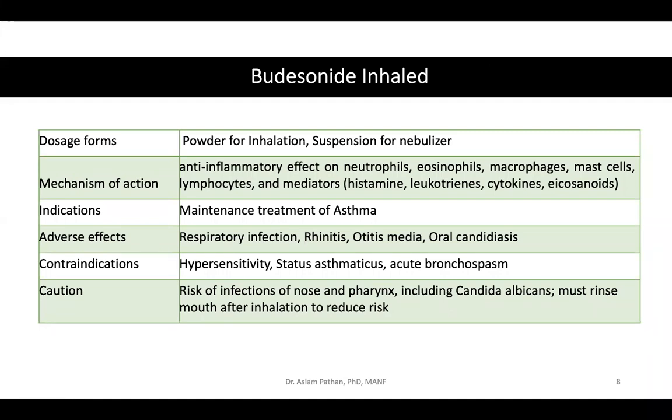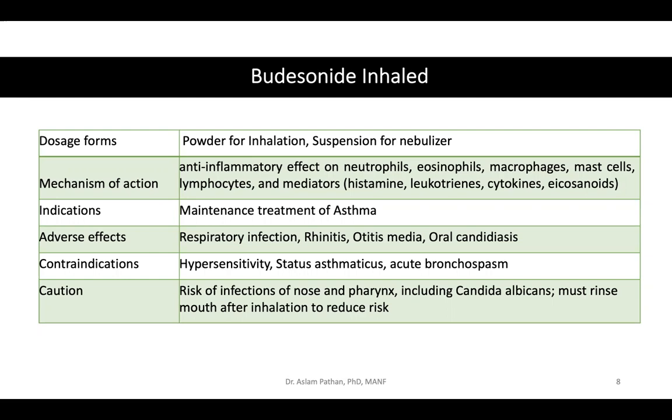Contraindications: documented hypersensitivity to the drug, status asthmaticus, and acute bronchospasm. So it means that inhaled corticosteroids are not recommended as a first line therapy for acute bronchospasm and status asthmaticus, as these agents are not bronchodilators.